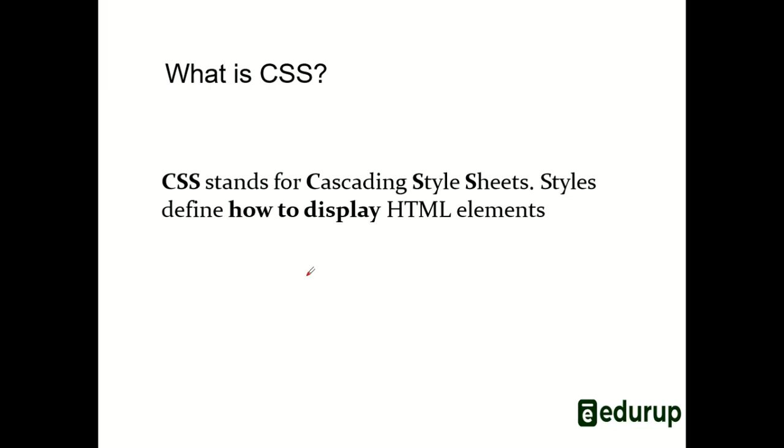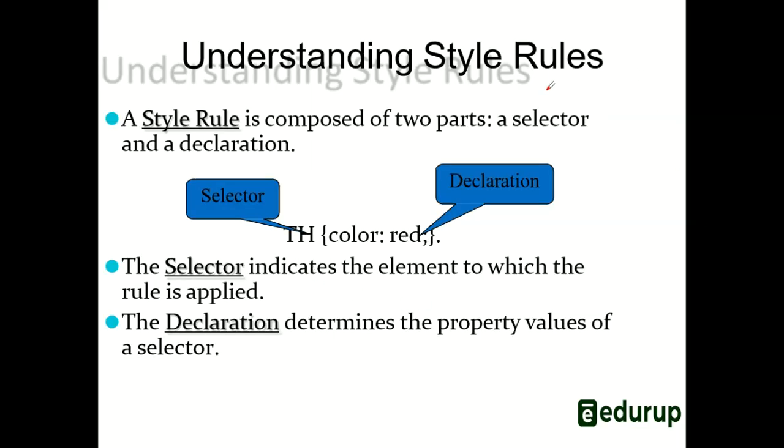Okay. Let's understand the style rules. Understanding style rules of a CSS. You go for any language, there are particular rules. Either it is a programming language or it is a markup language, some rules, some syntaxes are applicable. The first rule: a style rule is composed of two parts. First, a selector, and second, a declaration.